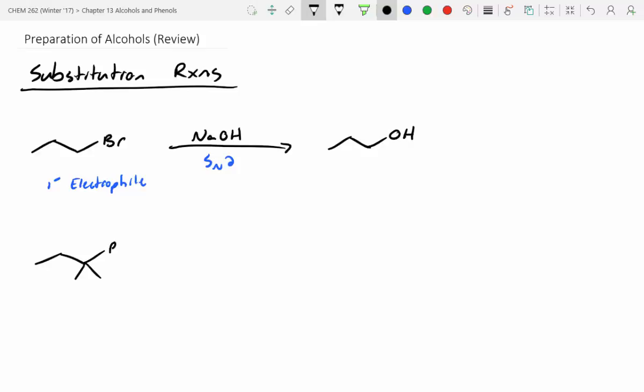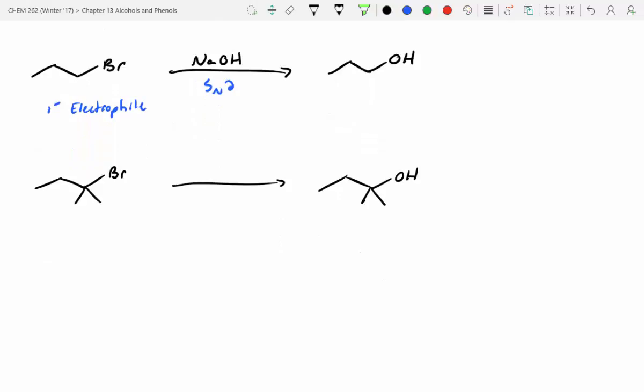The other method that we learned first term works on more hindered substrates. Do we need to use sodium hydroxide for this next reaction? What's the problem if we use sodium hydroxide? The elimination. We get elimination reactions. So in this one, we do not want to use sodium hydroxide. What would be a better reagent? If you don't want a strong base, just tone it down a little, right? So we could just throw water at this.